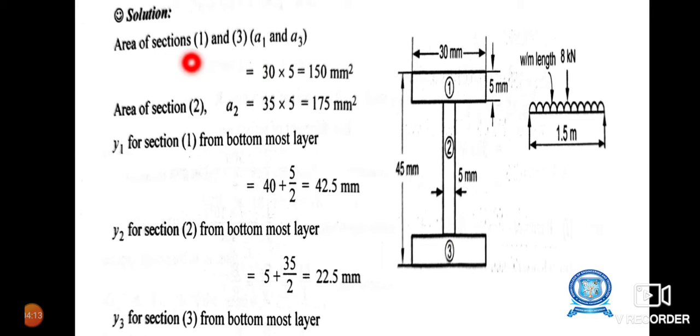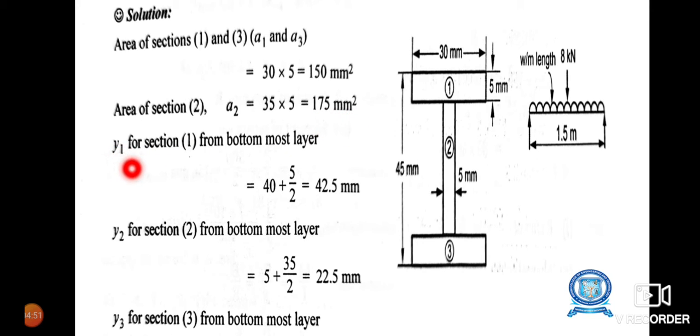The area of sections 1 and 3 is equal to 30 into 5, which is 150 millimeter square. Next, the area of section 2, A2, is equal to 35 into 5, which is 175 millimeter square. As I told you, the top portion is 5 and the bottom portion is 5, totally minus 10 out of 45. So 45 minus 10 gives 35. That is the second portion height. So 35 into 5 is 175 millimeter square.